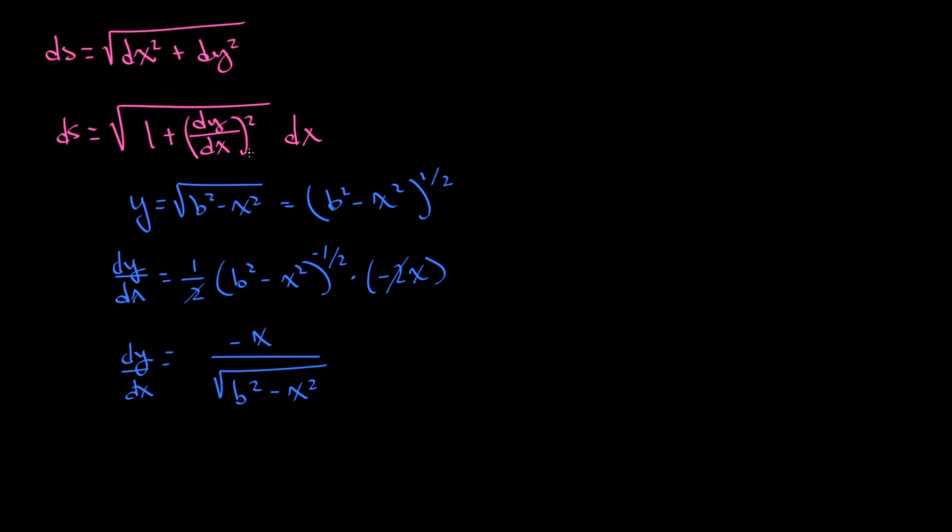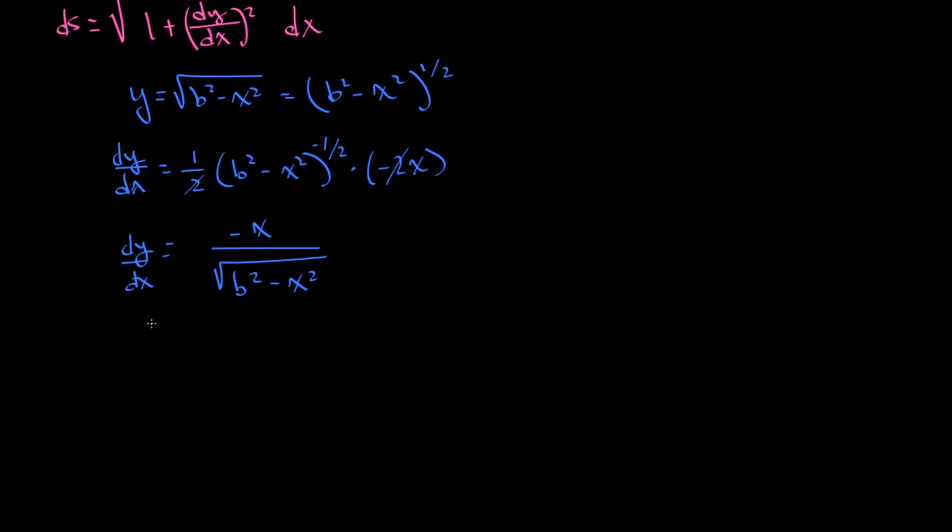And maybe to save us some time and some writing, we could just square this right off the bat, because that's what we're going to do when we throw this into our little piece of arc length. So let's square this derivative value that we got. We're going to have x squared in this numerator, and then we'll have b squared minus x squared in the denominator. That's what we have when we square our derivative.